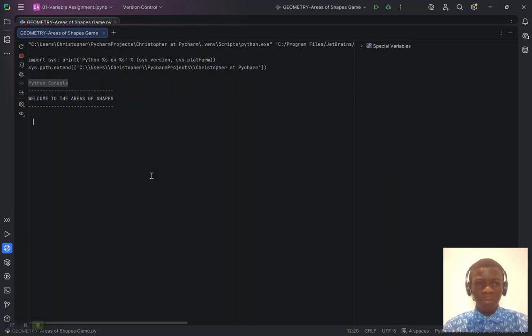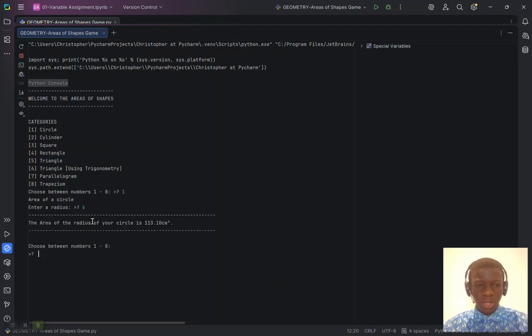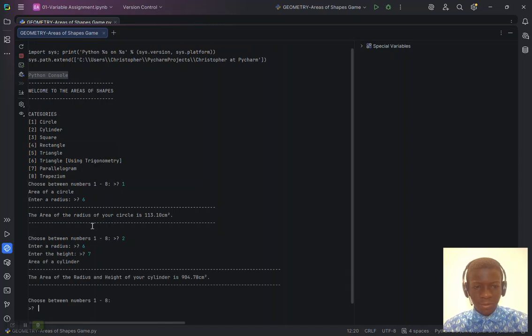Okay, here we go. Radius 6, 2, 6, 7. Sorry for saying that. The area of the radius and height is 904.78. And I put the units there because it might be something else, but it might not be unit specific. All you have to do is translate from one unit to another. Simple. Just translate here, man.